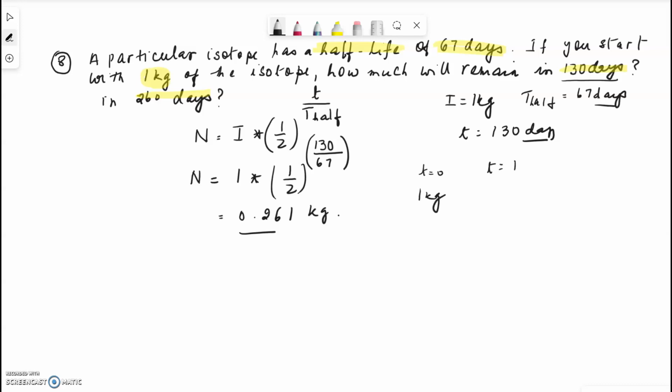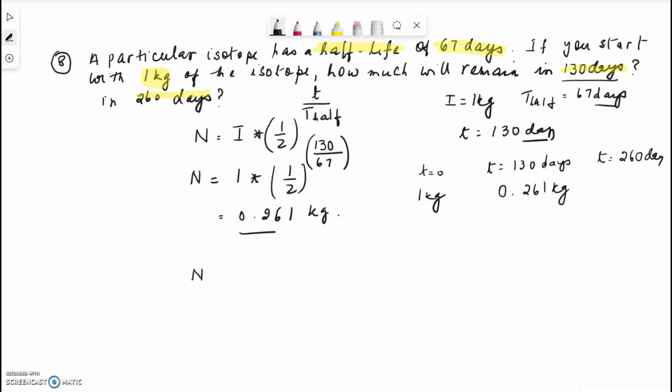So if you start off with 1 kilogram at time t equals 0, at time t equals 130 days, this has a very fast half-life. It's just declining really fast. In 130 days, you have only 0.261 kilograms. And as you can imagine, it'll be even less in 260 days. It's declining super fast. Very little will be left in 260 days.